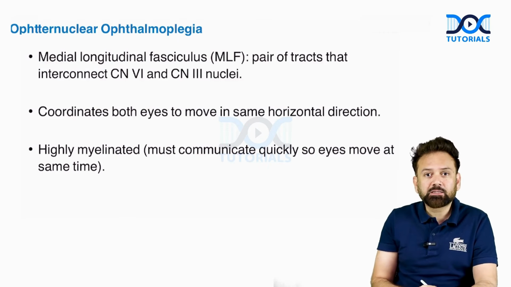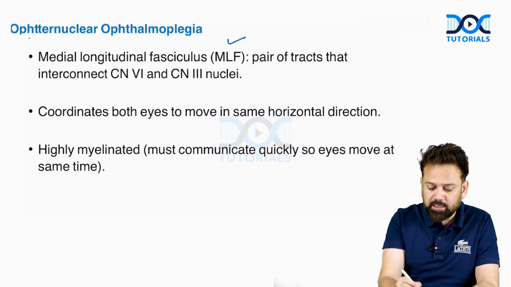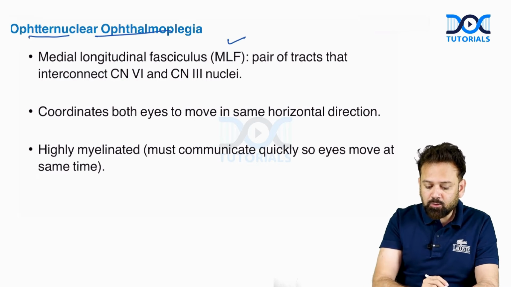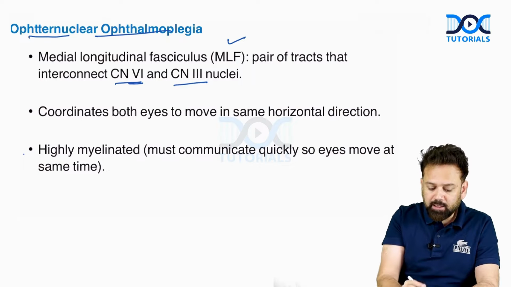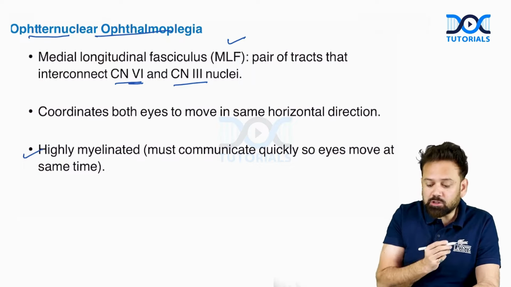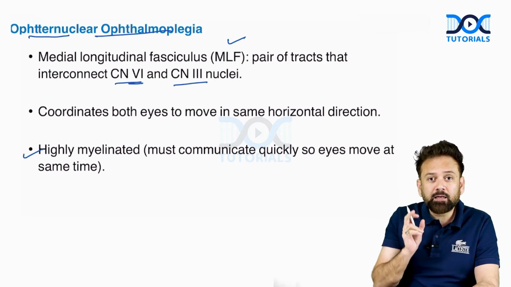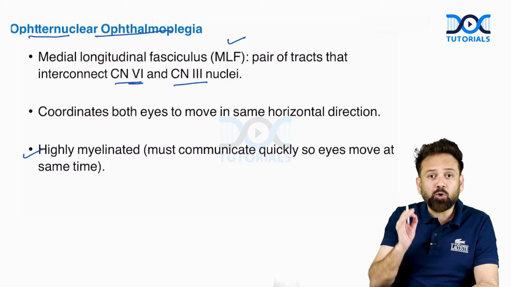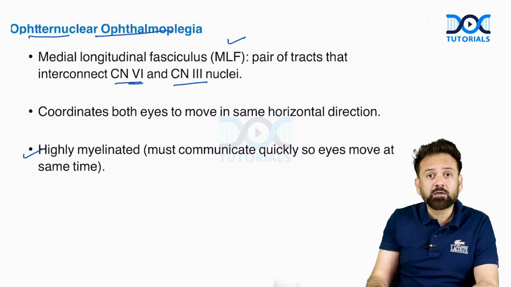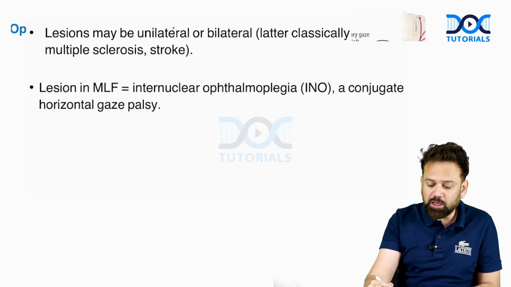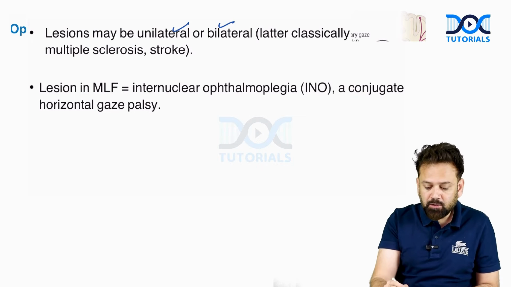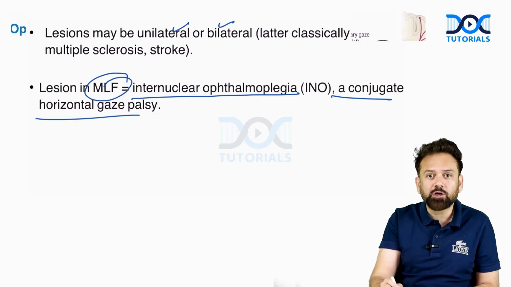If there is lesion of the MLF, it is causing internuclear ophthalmoplegia. Because it connects sixth with the third cranial nerve, and it coordinates both eyes to move in the same horizontal direction. It is very, very highly myelinated because it is an important conjugate movement. And in multiple sclerosis, when there is a problem with the myelination, we will have internuclear ophthalmoplegia in the patient. It may be unilateral or bilateral, and lesion in the MLF will cause internuclear ophthalmoplegia. It is a conjugate horizontal gaze palsy.